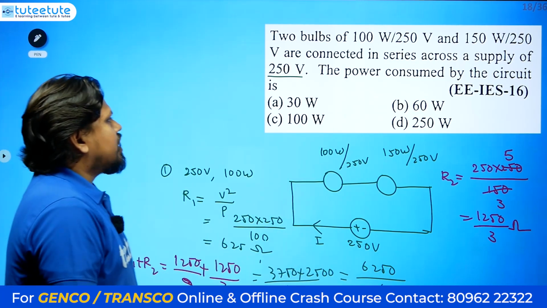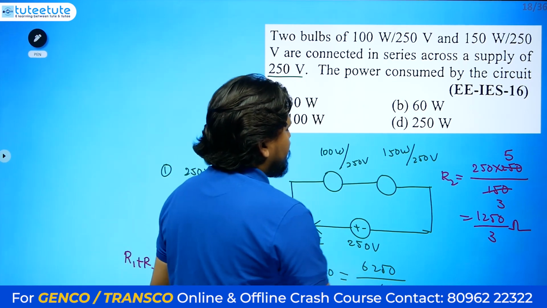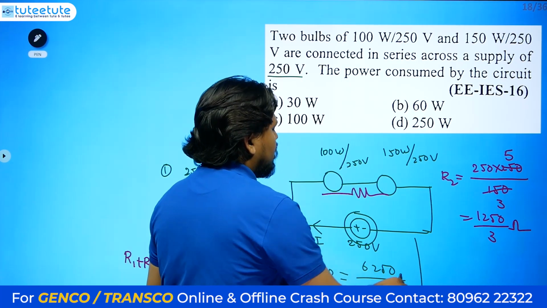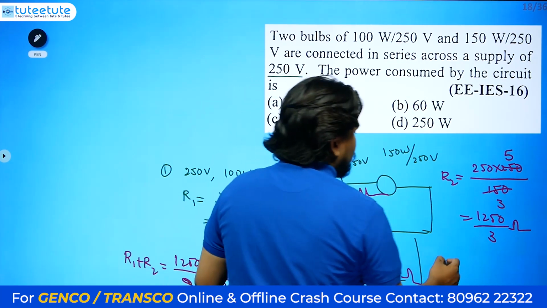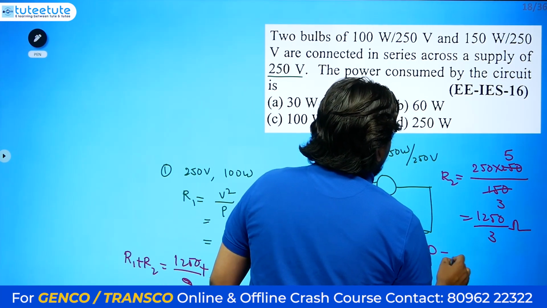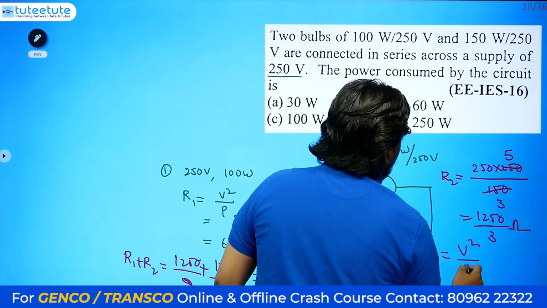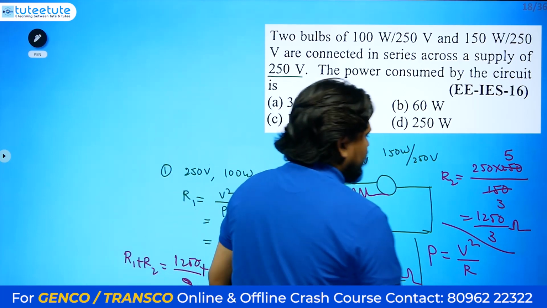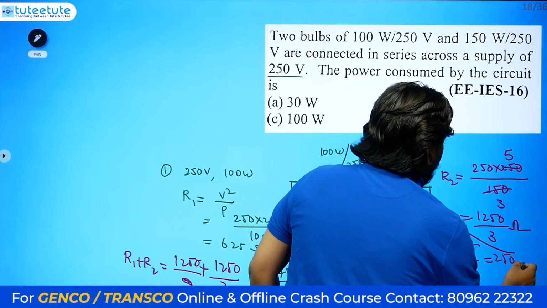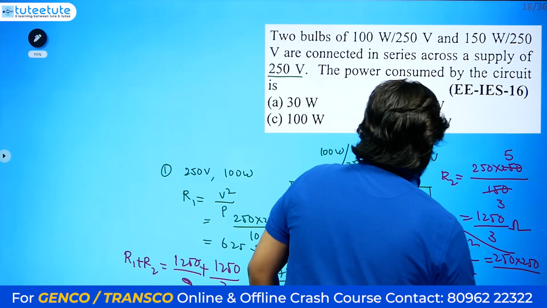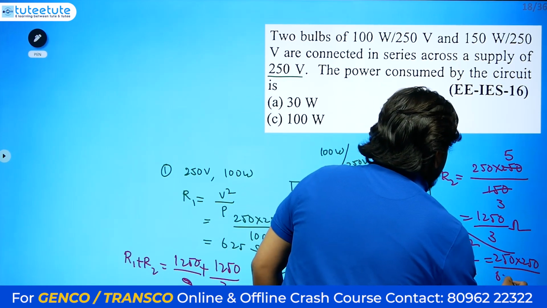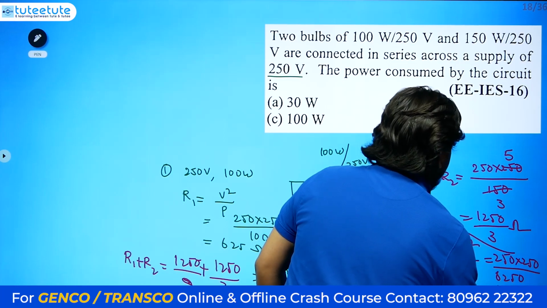What they are asking about is power. This is the voltage source, and this entire resistance we have got already, in terms of ohms. The power consumption in the network we can give again as V square by R. V square by R means 250 into 250 divided by this resistance, 6250 divided by 6.